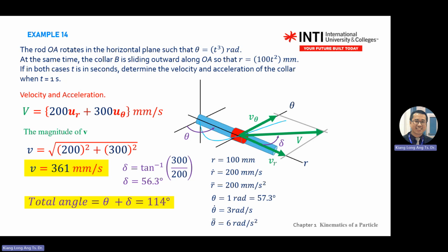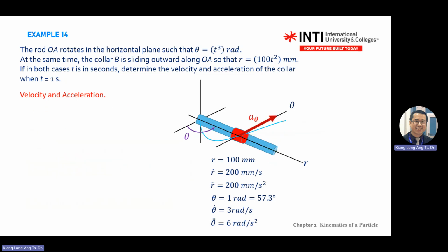So give it this angle plus this angle. A bit tricky, but I already showed you how to do it. You should already know to think in this direction. Same with the acceleration. You look at the acceleration, you put in A and R again. In this case, R is pointing in that direction.